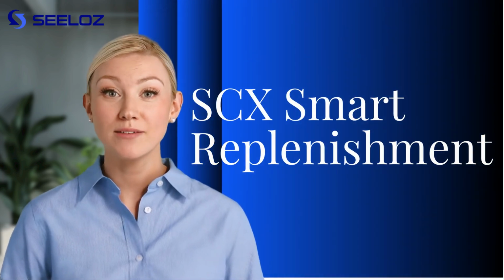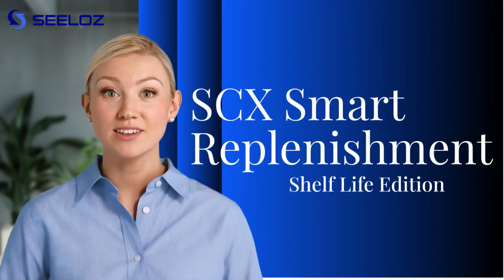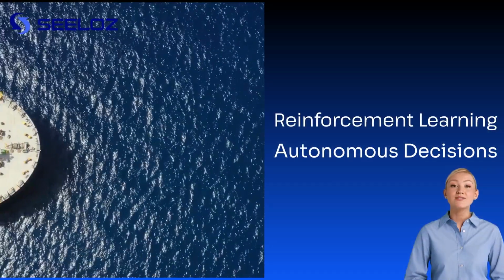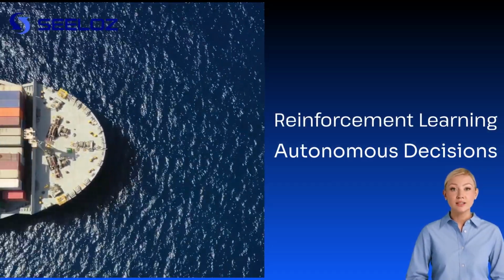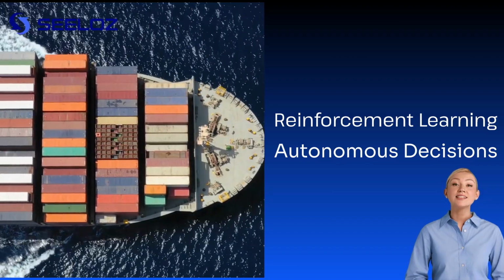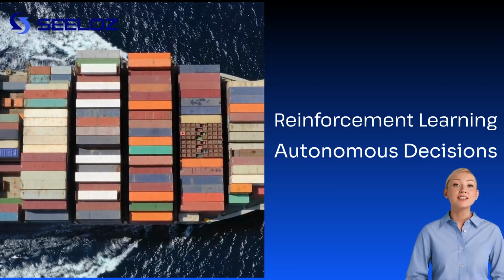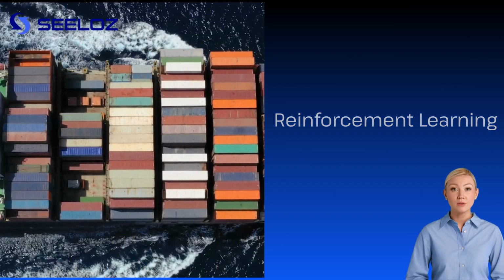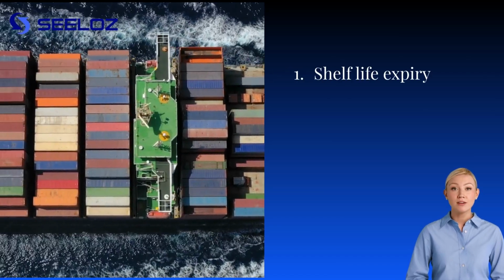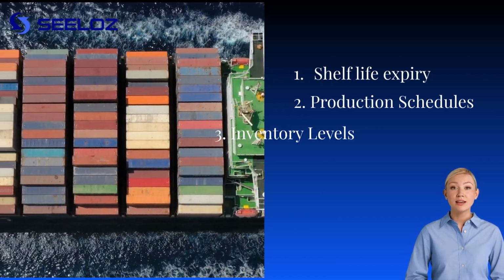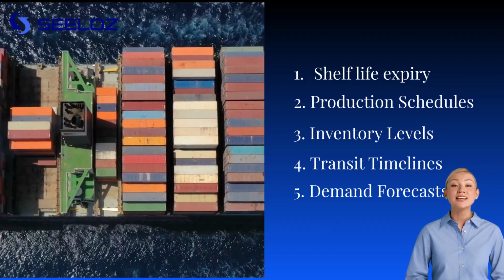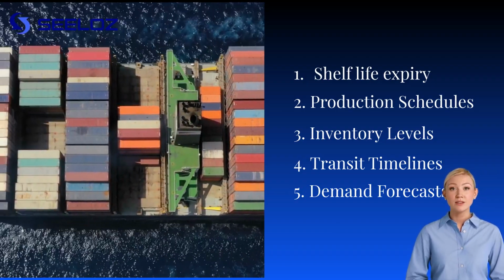Introducing the SCX Smart Replenishment Orchestrator, Shelf Life Edition, your powered solution for optimal inventory management. In today's fast-paced, complex supply chain environment, making optimal replenishment decisions is crucial yet challenging. The SCX Smart Replenishment Orchestrator is an advanced reinforcement learning agents platform that autonomously orchestrates these decisions while factoring in shelf life expiry, production schedules, inventory levels, transit timelines, and demand forecasts. It continuously learns and adapts to craft the ideal replenishment plan.